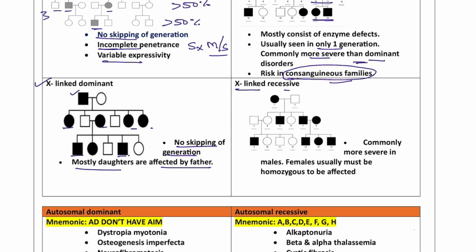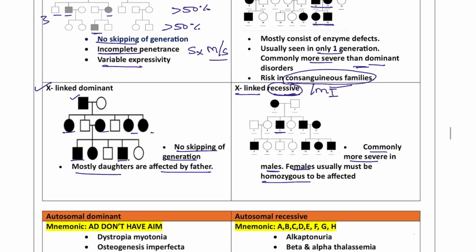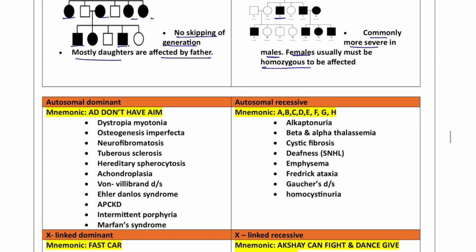Next, X-linked recessive. What happens in the X-linked recessive? This is commonly more severe in the males because females are usually heterozygous carriers. They will transmit to their sons. What is the difference between X-linked recessive and mitochondrial inheritance? In X-linked recessive, the mother is going to transmit to her sons. But in mitochondrial inheritance, it could be daughter, it could be son. That is the difference. And what are the examples?